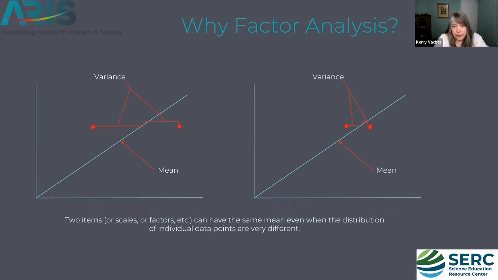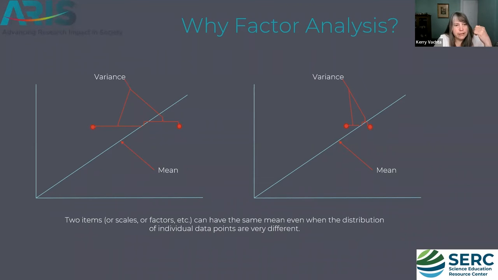Briefly, a lot of times we'll talk about scales, scores, and means. Folks are familiar that a mean will look at the average between two items, but the distribution can be very, very different. So in the diagram on the left, on a scale of 1 to 5, we might have a 1 and a 5, and the one on the right, we might have a 2 and a 4, but they both have the same mean. So the mean doesn't really tell us what the distribution looks like.